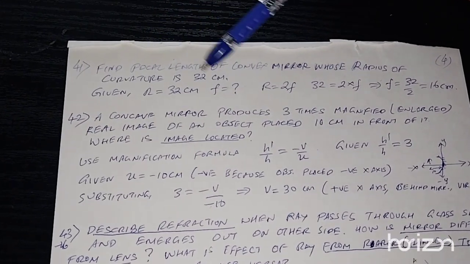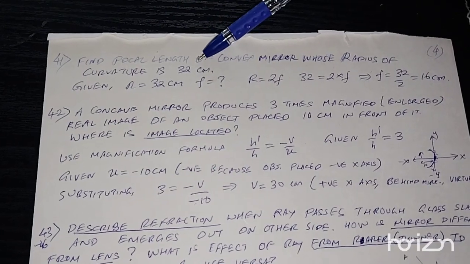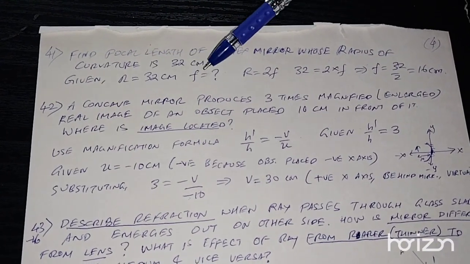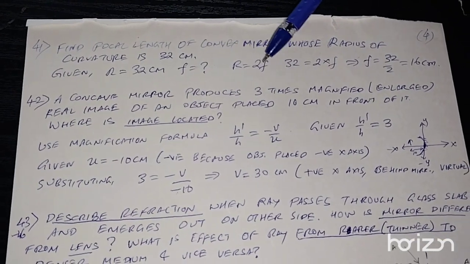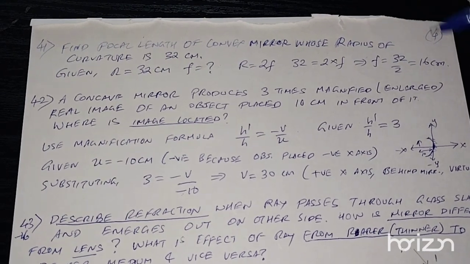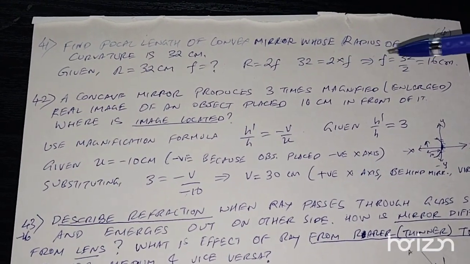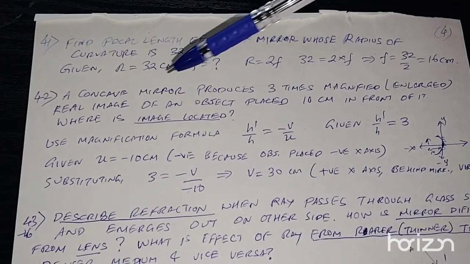Next question is, find the focal length of a convex mirror whose radius of curvature is 32 centimeter. Given that R is 32 centimeter, we are asking F is equal to what? We know R is equal to 2F, so substituting for R we get 32 is equal to 2 multiplied by F, or F is equal to 32 divided by 2, because this 2 goes into the denominator, that is equal to 16 centimeter. Okay. Next question.